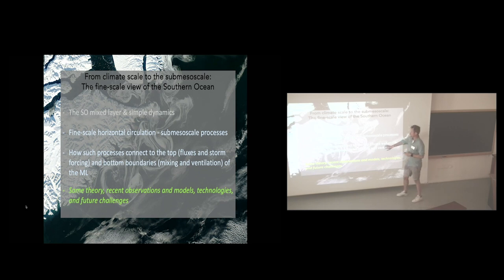And again, I'm going to try and give some examples splattered throughout of how these processes really affect the top mixed layer fluxes, air sea fluxes, and the bottom boundary ventilation from some examples that have come out of the Southern Ocean of recent, not necessarily of work that I've done, but of the community.